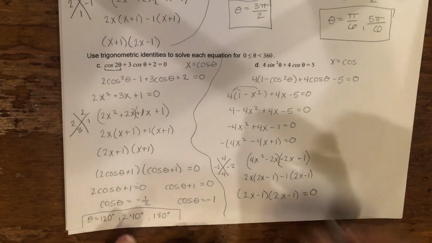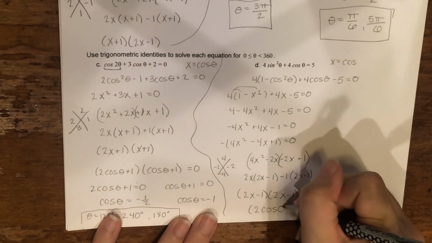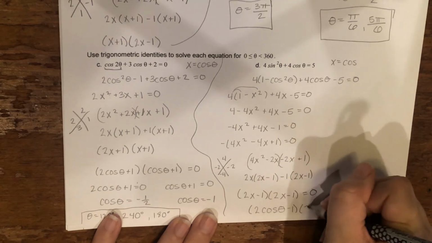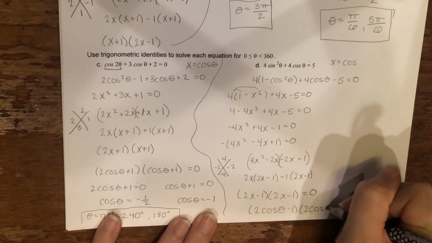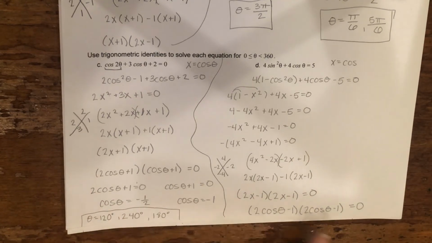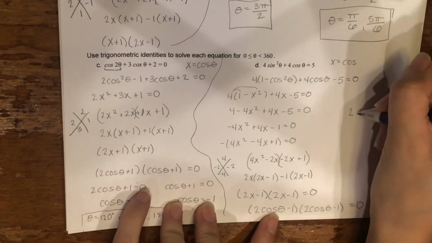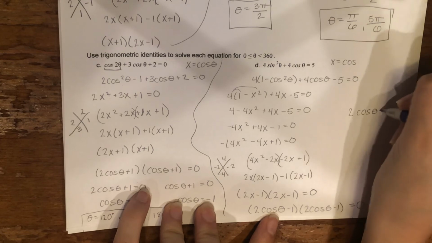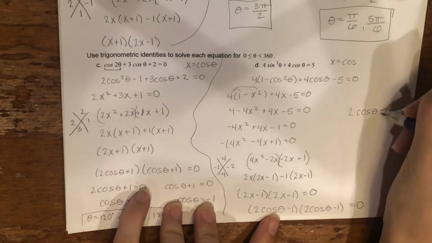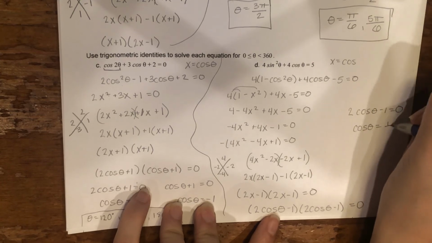All right, switch those back to cosine. So I'm going to have 2 cosine theta minus 1, and then 2 cosine theta minus 1 equaling 0. Okay, so since they both are the exact same thing, I only have to solve for 1. So I'm just going to have 2 cosine theta minus 1 equaling 0. I'd add the 1 and then divide by 2. So cosine theta would be 1/2.